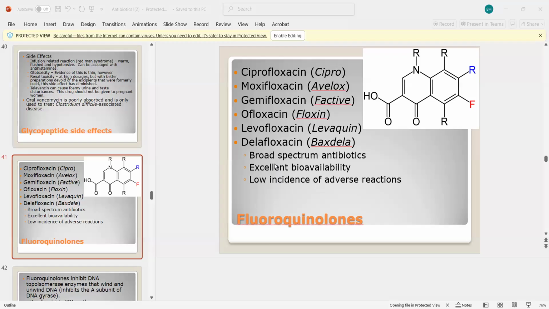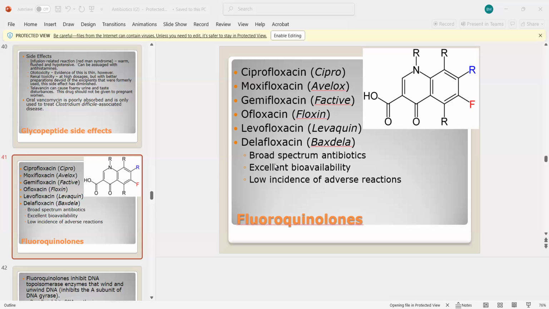Resistance to fluoroquinolones is due either to mutations in the gene that encodes the A subunit of DNA gyrase, or due to efflux pumps that just pump the medication out of the cell. That's how you get resistance. Fortunately, resistance to these drugs does not occur all that often. So treatment failure is usually not an issue if your organism is susceptible in the first place.